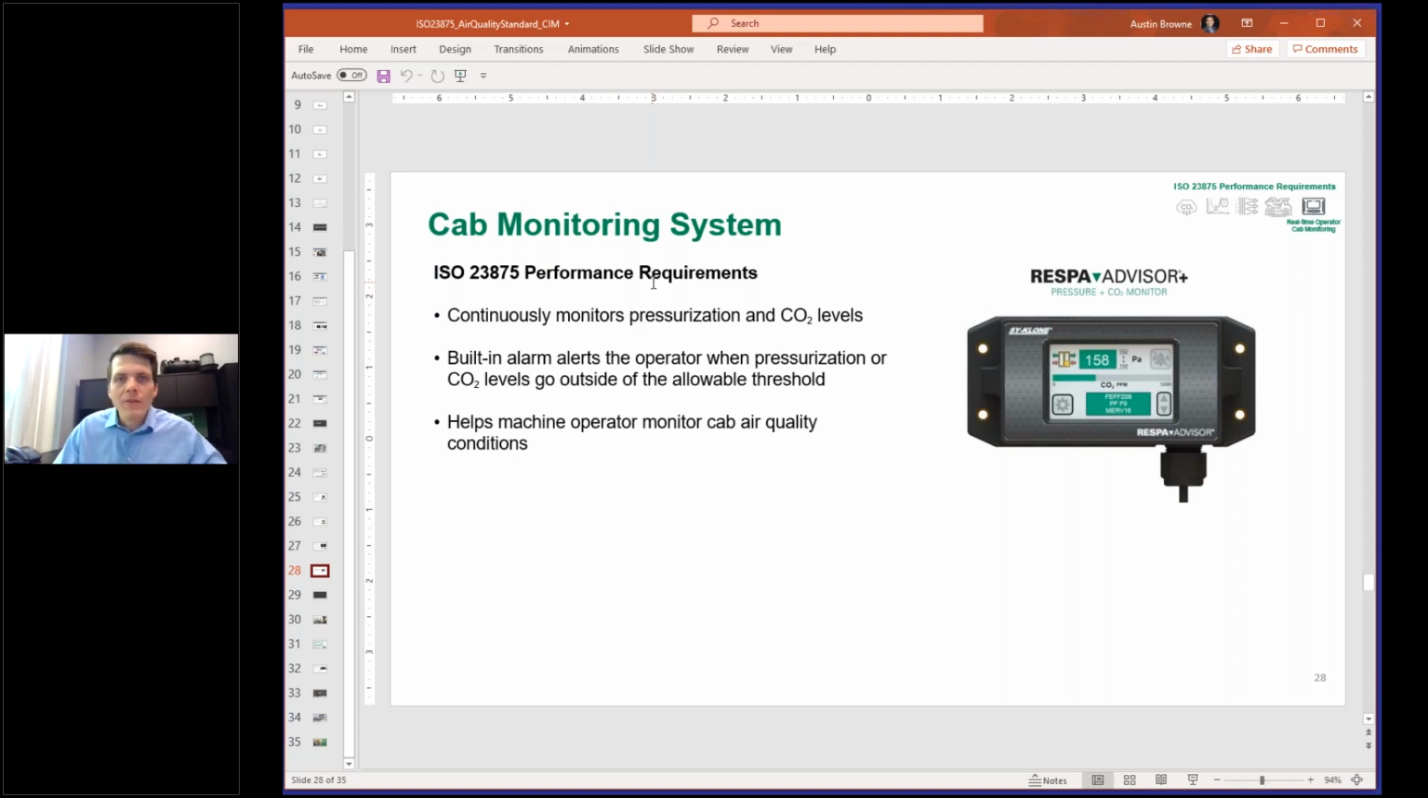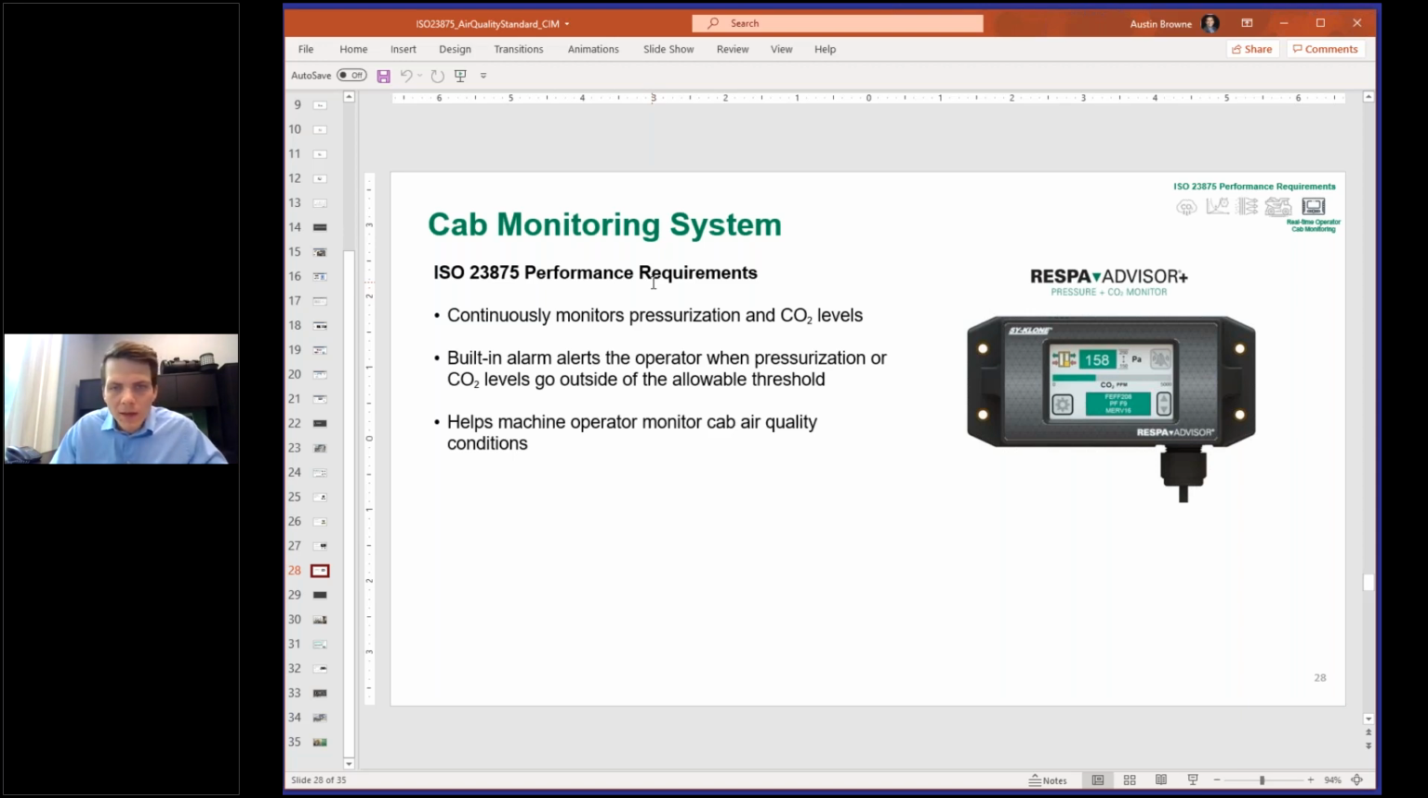ISO 23875 calls out a specific sensor due to the high accuracy and real-time nature of the data that it reports. And so not all CO2 sensors are created equal. It's really important to dig in and understand what is in the box, because the box that is a monitor is essentially a very good mechanism from a short-term safety control that can alert heavy equipment machine operators on the air quality condition inside of the workspace that they're spending 8 to 12 hours in a day.